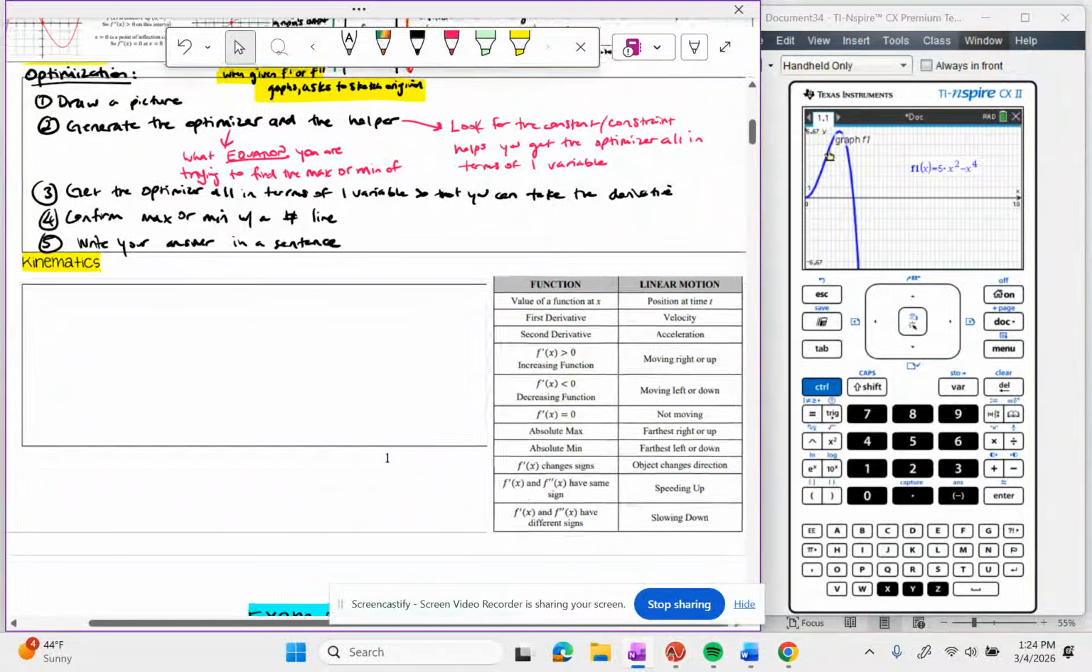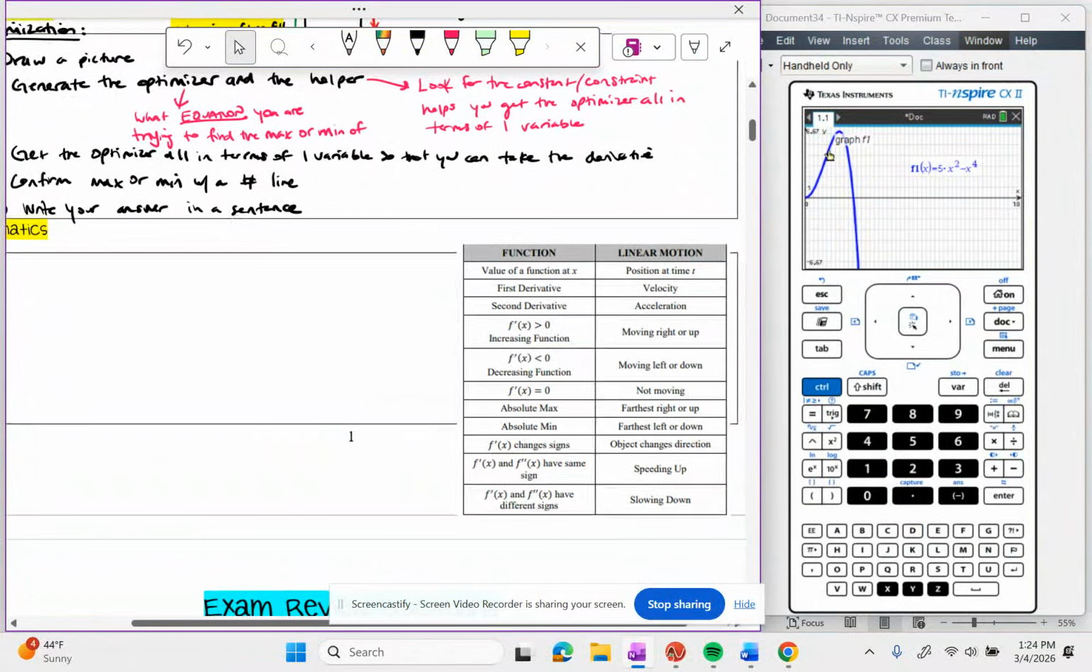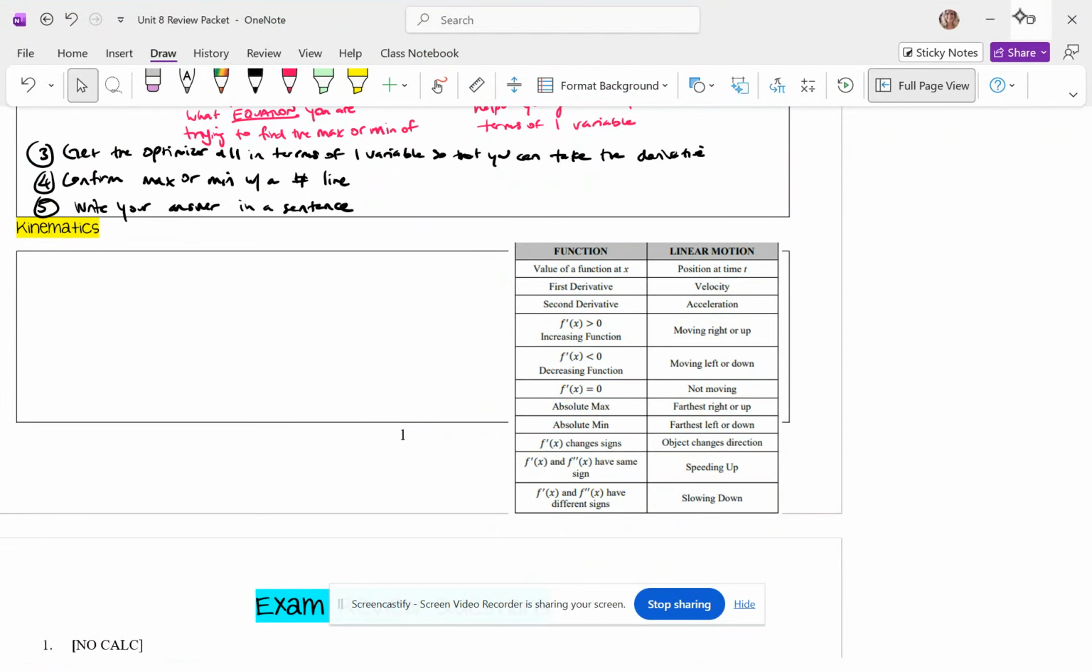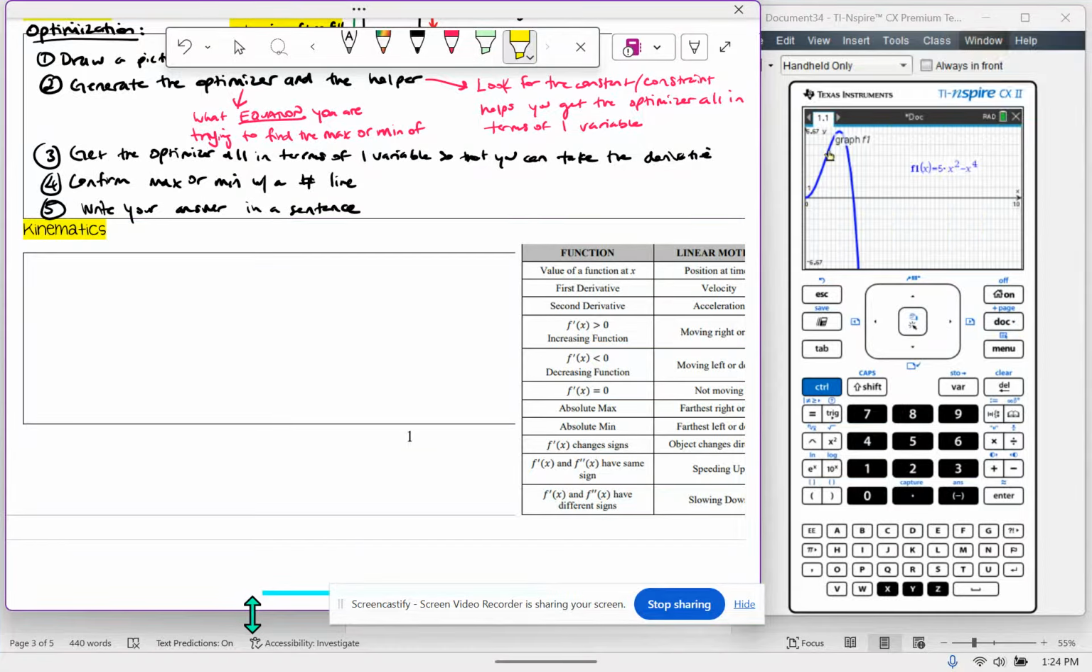Hey, let's review kinematics. So I assumed you guys already copied down this little chart right over here. It's very helpful at remembering how we interpret number lines. And we're gonna hop right into the topic as a whole.